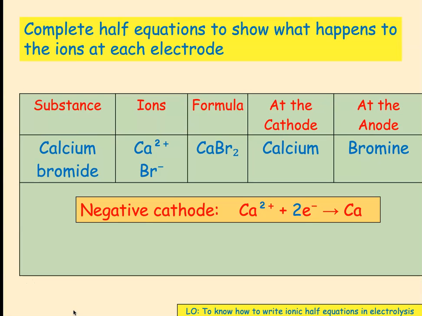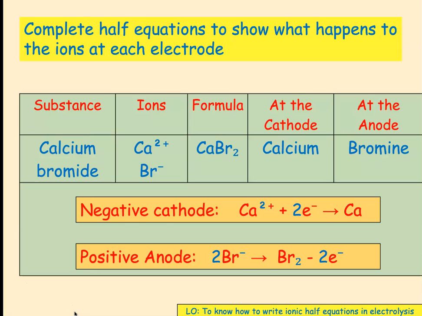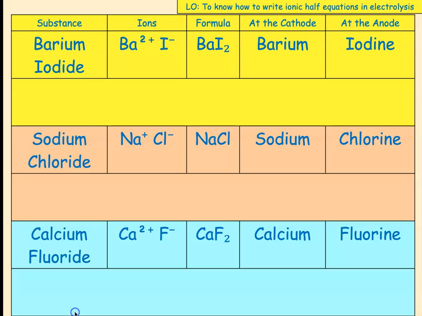At the anode, we've got bromine being made. Now, bromine is a molecule, so we need 2 bromide ions to make the bromine molecule. So the half equation is 2Br- gives you Br2 plus 2e-.